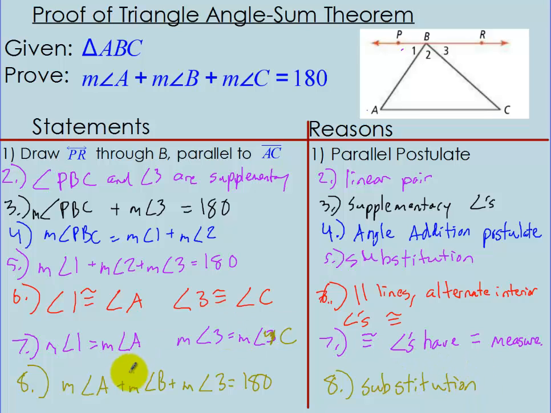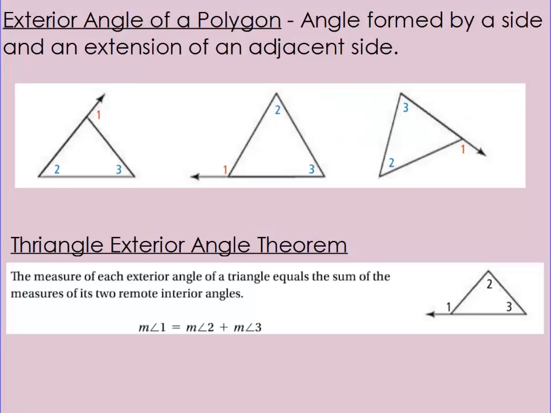So that's how we get this. Proof of the triangle angle sum theorem. Another thing we can do this chapter, exterior angle of a polygon. So it's an angle formed by a side and the extension of an adjacent side.